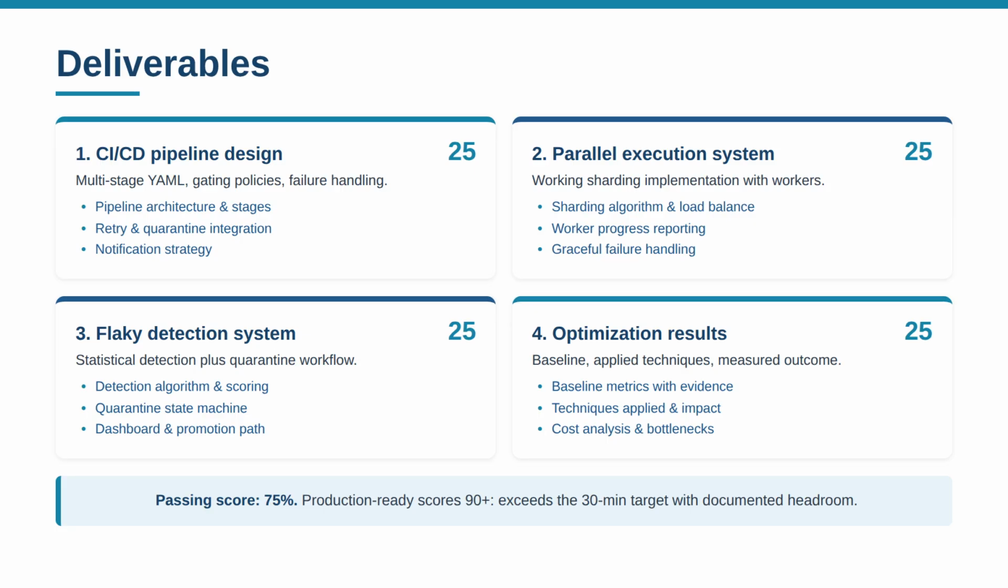The third is a flaky detection system: the statistical scoring algorithm, the quarantine state machine, and a dashboard design showing the promotion path. The fourth is an optimization results report: baseline metrics with evidence, the techniques you applied, measured or estimated impact, cost analysis, and remaining bottlenecks. Passing score is 75%. A production-ready submission that exceeds the 30-minute target with documented headroom scores 90 or above.